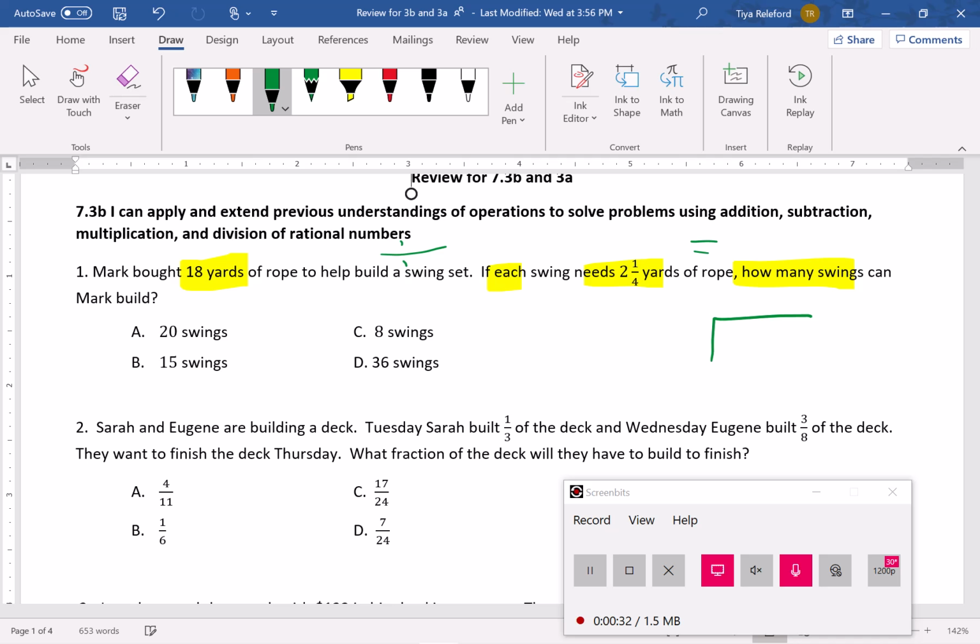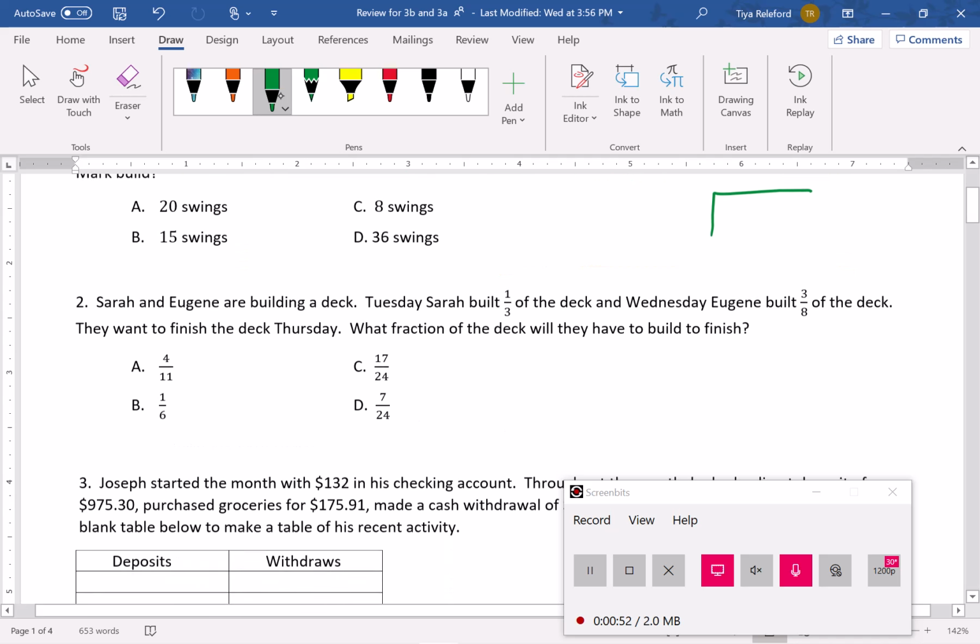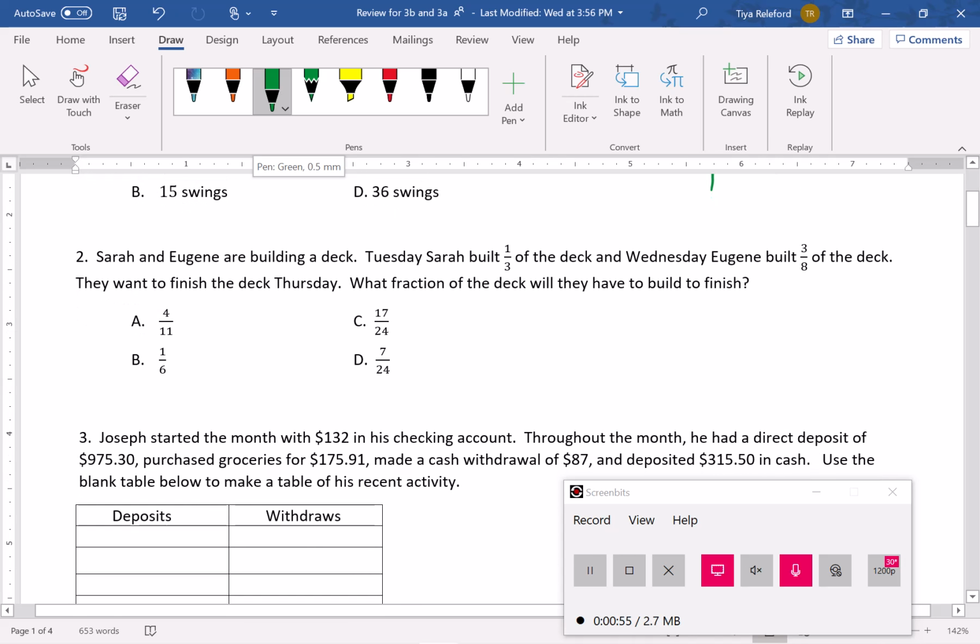Make sure 18 goes in the box. If you would like to change 2 1/4 to a decimal, you certainly may. I suggest, first of all, estimating. And then if you turn it into a decimal, the 1/4 is something that we memorize. We take that quiz every Friday.